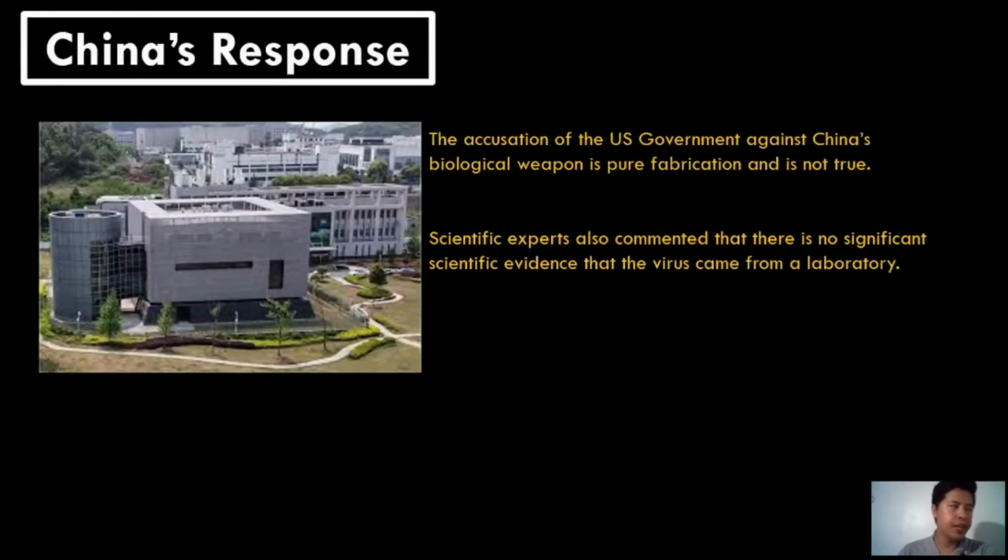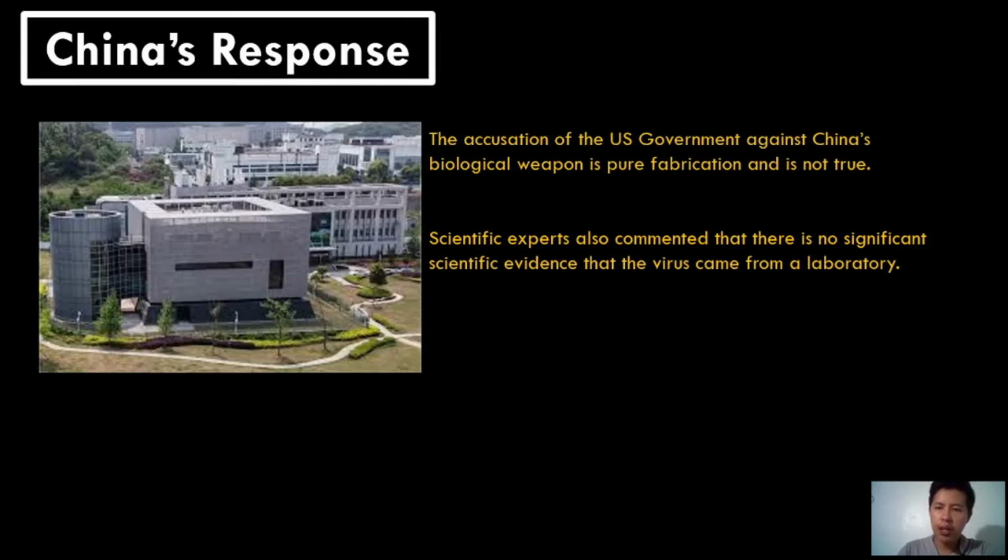But of course, China's response is to deny. Who would admit that they have done something wrong? Or probably China did not even do something wrong in this particular case. Or they were just a victim of blaming. But nevertheless, we don't know the entire story, so we will not come to a conclusion.